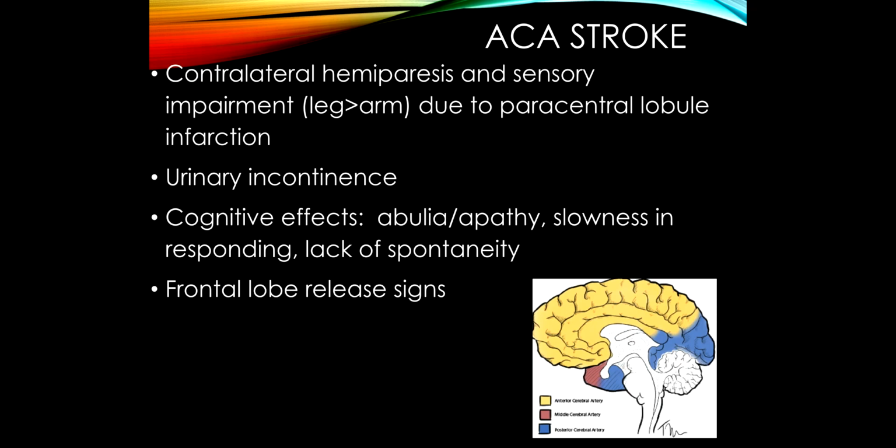And we'll look for frontal lobe release signs because this supplies so much of the frontal lobe. So they may have a glabellar sign or a palmomental reflex or a grasp reflex. Those would be kind of classic with an anterior cerebral artery stroke.